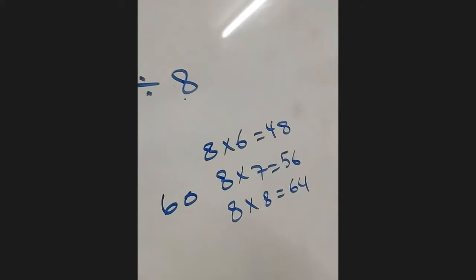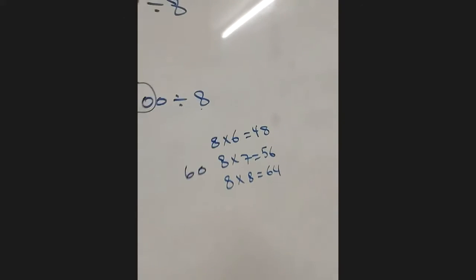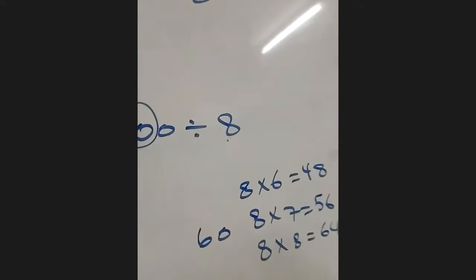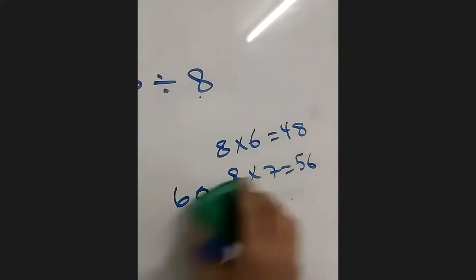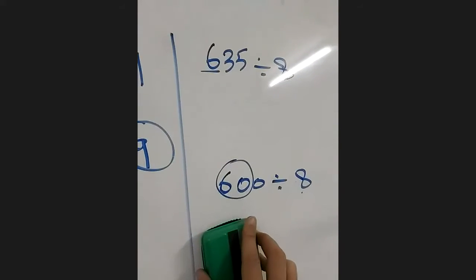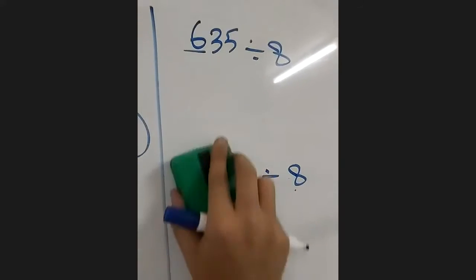No, we don't have it. We don't need 60, because it's the nearest. So we don't have 60 in the timetable of 8. So in this case, this rounding is not useful.